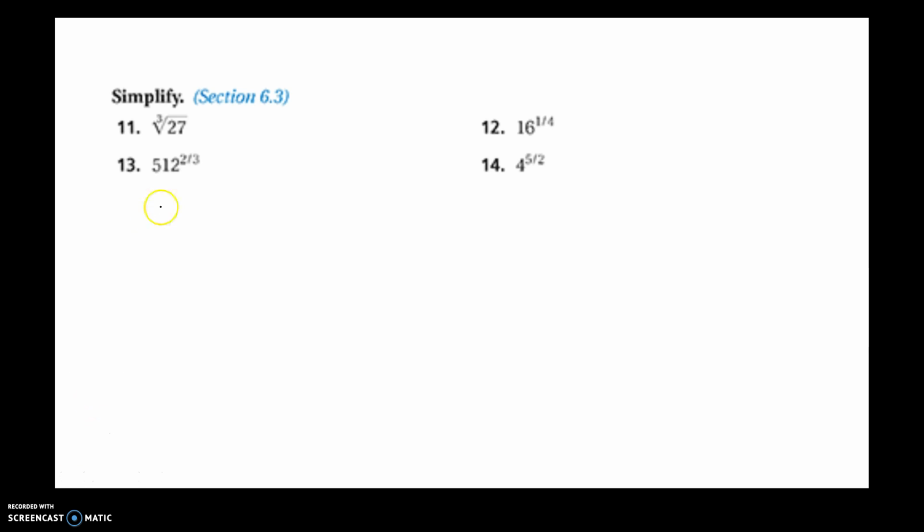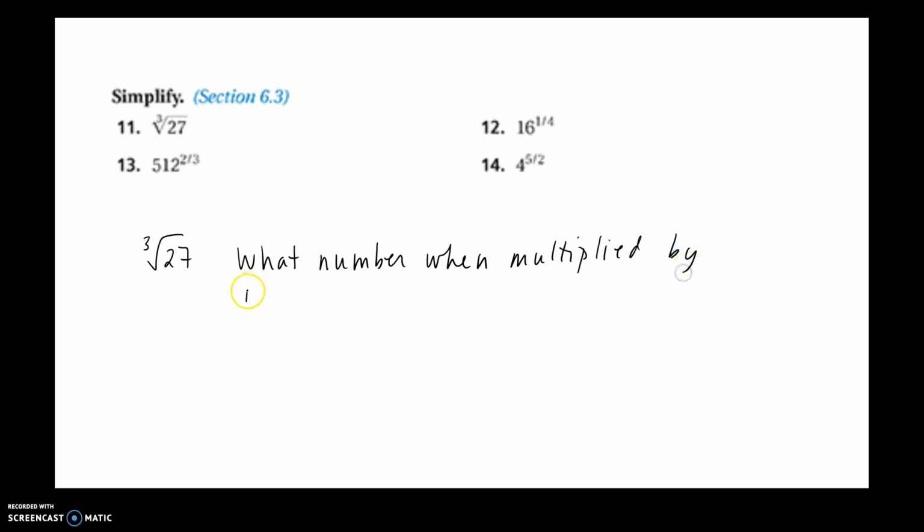All right, the cube root of 27. So when you look at this, you're answering the question, what number, when multiplied by itself three times, gives an answer of 27.